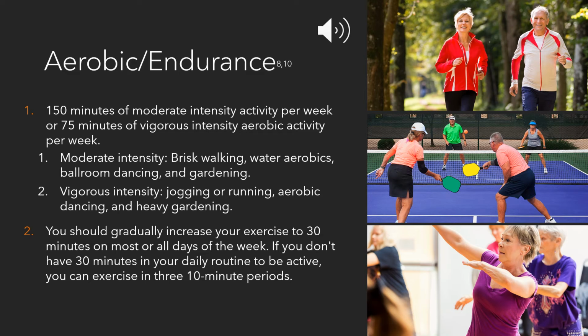The physical activity guidelines for older adults recommend a minimum of 150 minutes of moderate intensity aerobic activity or 75 minutes of vigorous intensity per week. Moderate intensity includes brisk walking, water aerobics, ballroom dancing, and gardening. Vigorous intensity includes jogging or running, aerobic dancing, and heavy gardening. You should gradually increase your exercise to 30 minutes on most or all days of the week. If you don't have 30 minutes in your daily routine to be active, you can exercise in 3 10-minute periods per day.